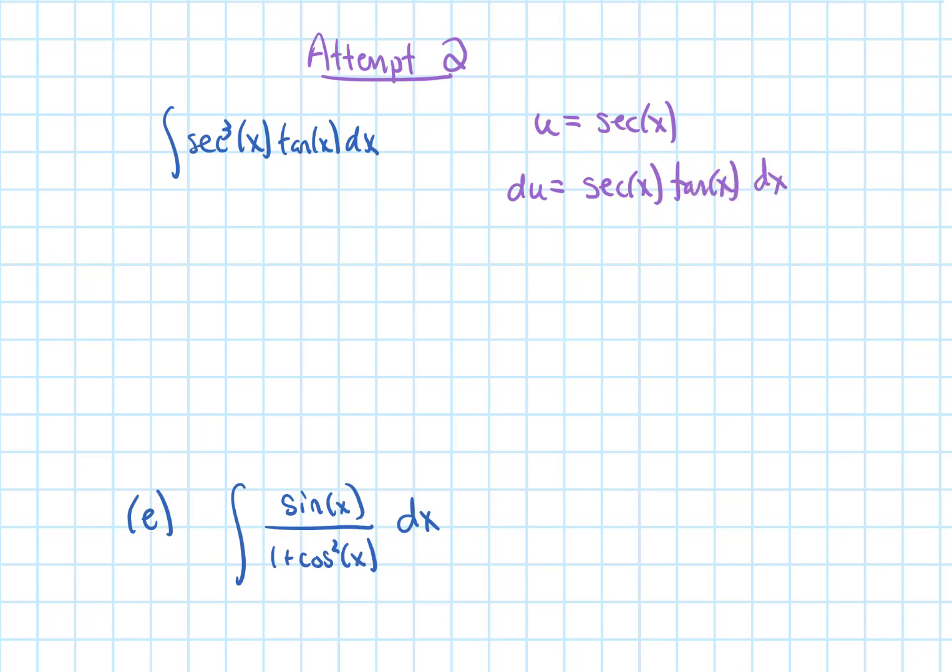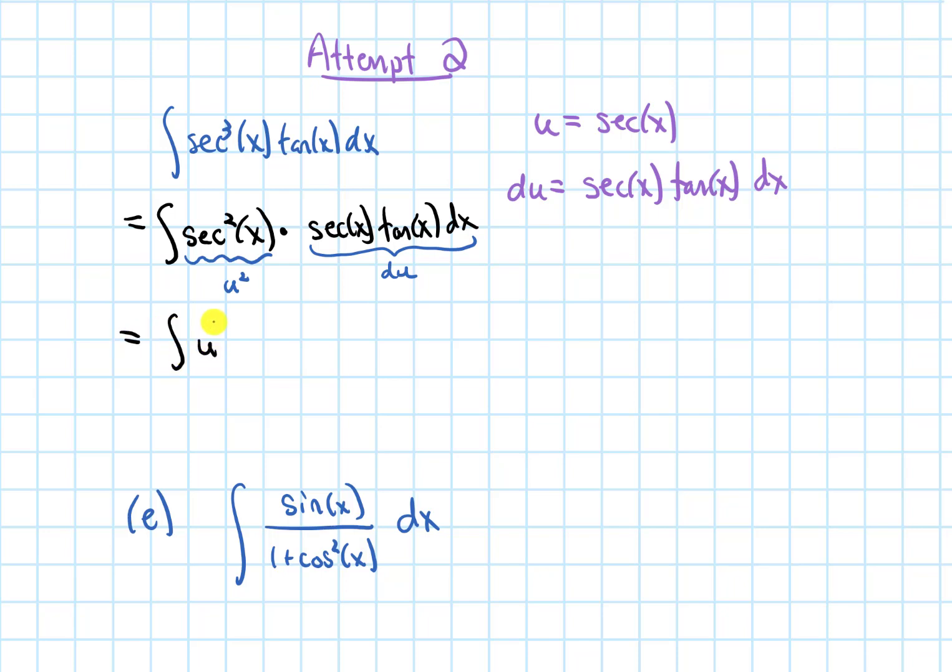Okay, so let's try to split up my integral again. Let's try to separate the secant cubed so I can identify where du is in this. So I'm gonna write secant squared like that, and then I'll put the other secant of x next to the tangent x dx, because now I see that this whole thing is du, and secant squared, well, that would be u squared. So we get the integral of u squared du, and this we can handle.